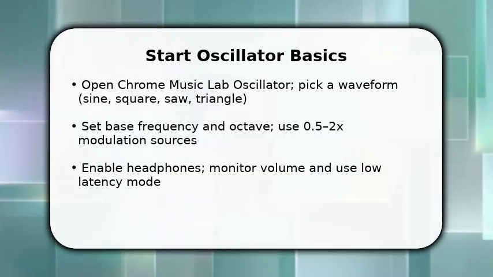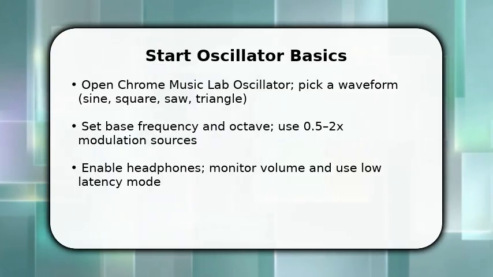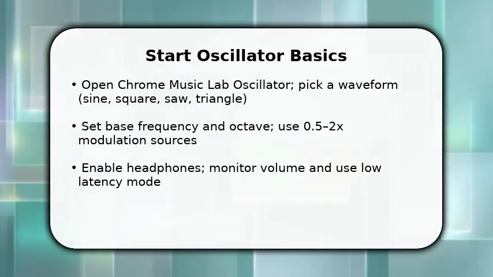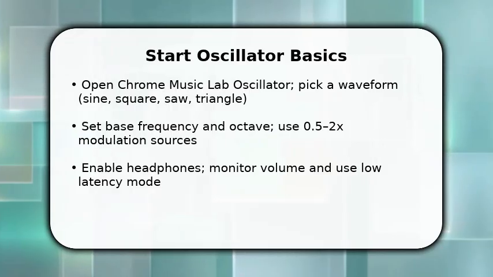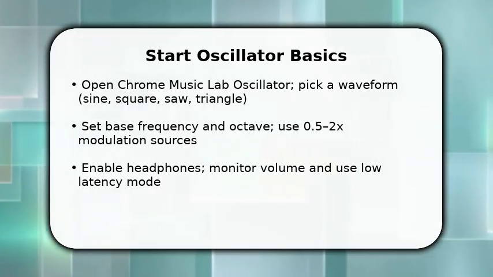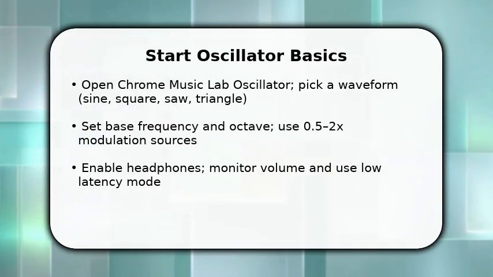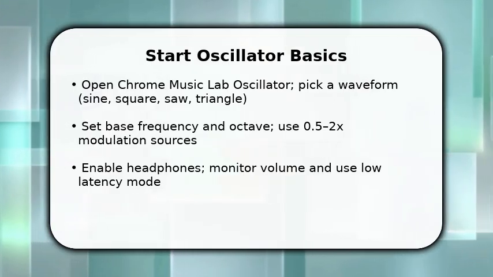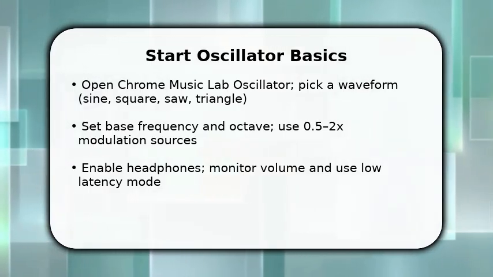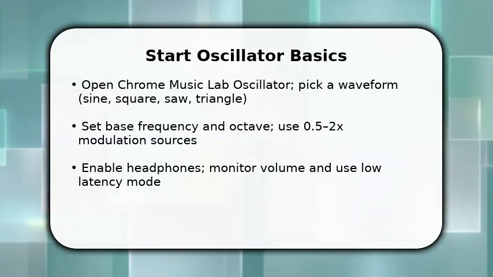You begin by loading Chrome Music Lab's oscillator and choosing a waveform. This defines timbre immediately. Set a comfortable bass frequency so you can hear changes clearly, and adjust octave up or down to place your sound in context. Once done, reduce master volume and enable headphones to prevent clipping.